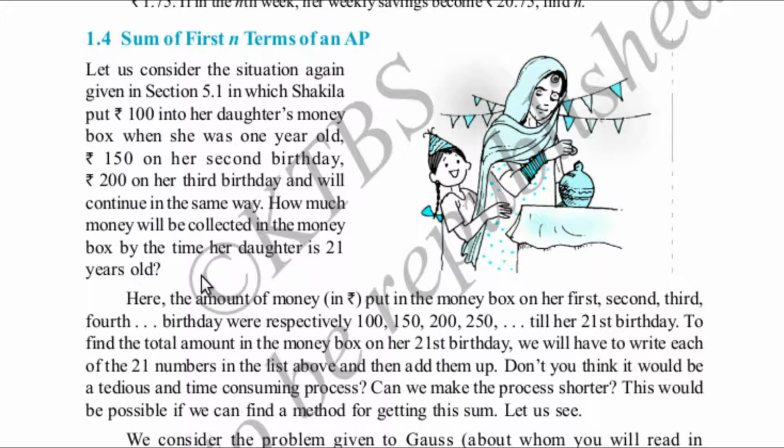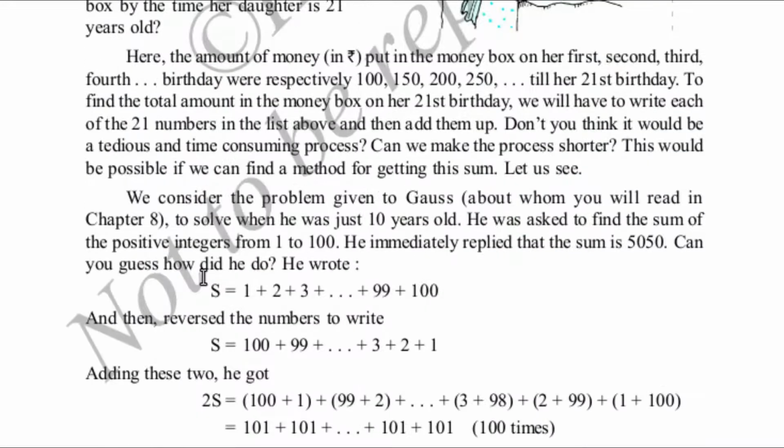The sum of first n terms of an arithmetic progression. Here we consider the problem given to Gauss. Gauss is a famous mathematician. He was given a problem to solve when he was just 10 years old. He was asked to find the sum of positive integers from 1 to 100. Then he immediately replied that the sum is 5050, which is accurate.